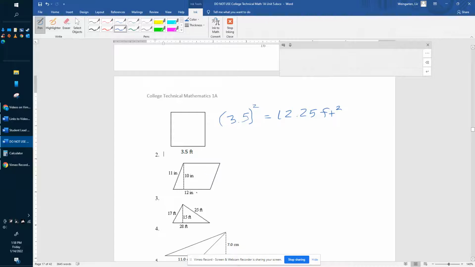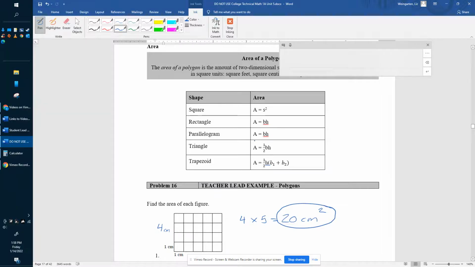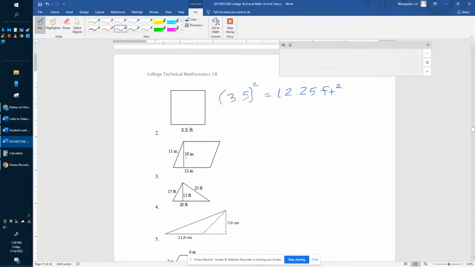How about this next one? This is a parallelogram. Let's look at what our formula for a parallelogram is. Parallelogram is also base times height. So we don't need this length at all. We only need the base and the height.